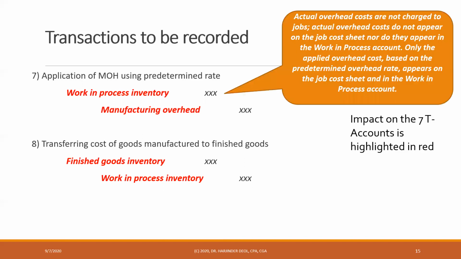Just a little reminder that the actual overhead costs are not charged to jobs. The actual overhead costs do not appear on the job cost sheet, nor do they appear in the work in process account. Only the applied overhead costs, which is based on the predetermined overhead rate, appear on the job cost sheet and in the work in process account.